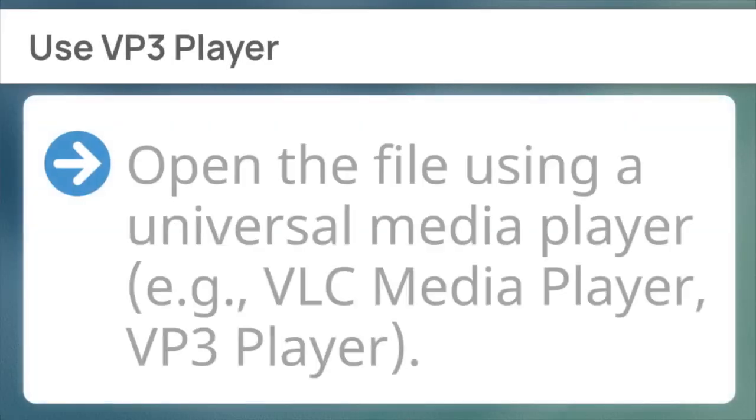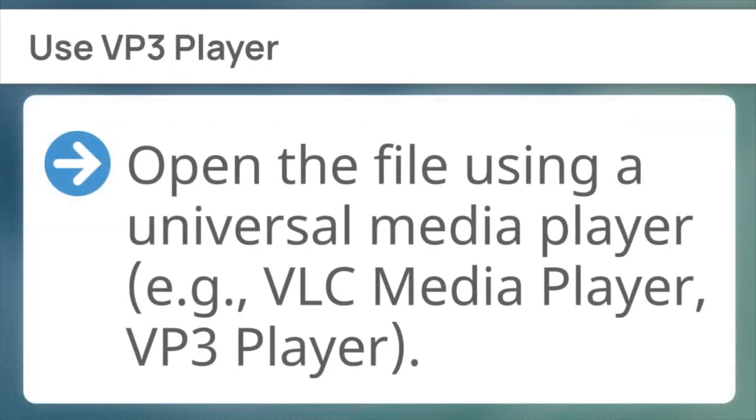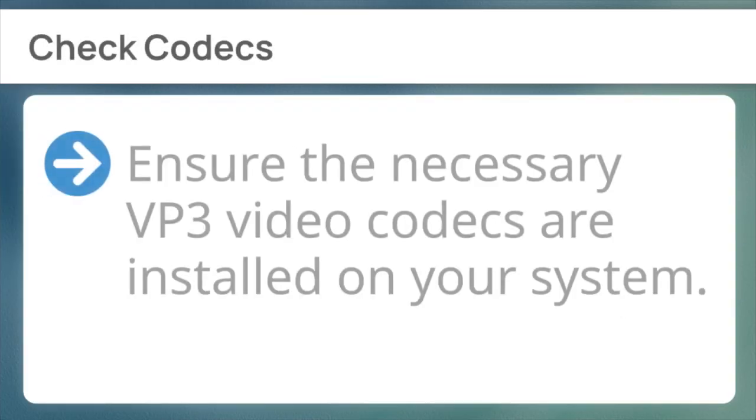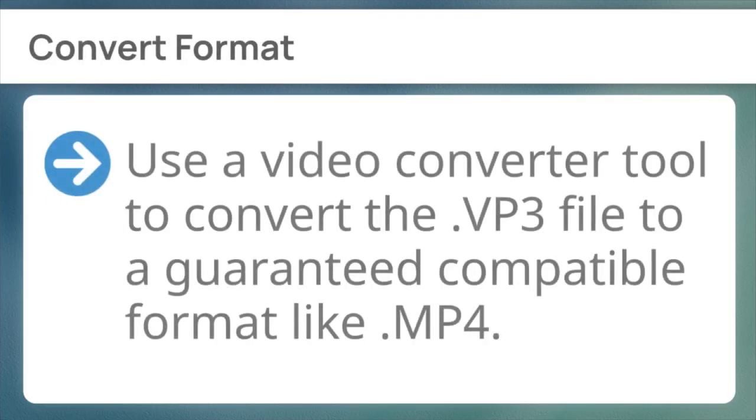First, use VP3 Player. Open the file using a universal media player, e.g. VLC media player, VP3 Player. Next, check codecs. Ensure the necessary VP3 video codecs are installed on your system. Finally, convert format. Use a video converter tool to convert the .vp3 file to a guaranteed compatible format like .mp4.